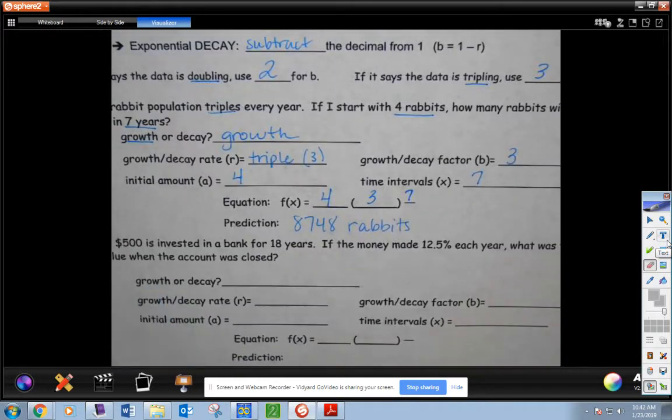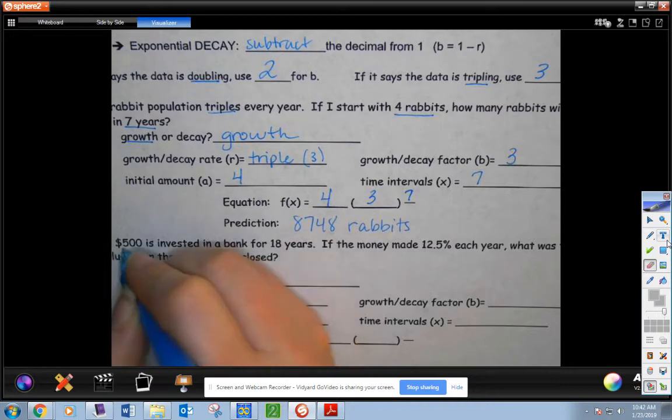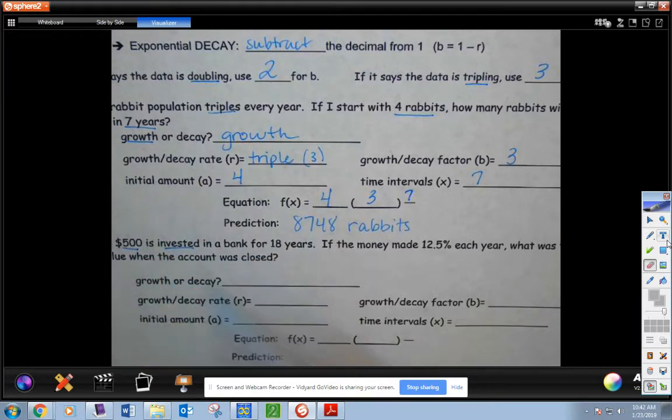Okay, for 2, $500 is invested in a bank for 18 years. If the money made 12.5% each year, what was the value when the account was closed? So $500 is important, invested is important, 18 years is important, and 12.5% is important.